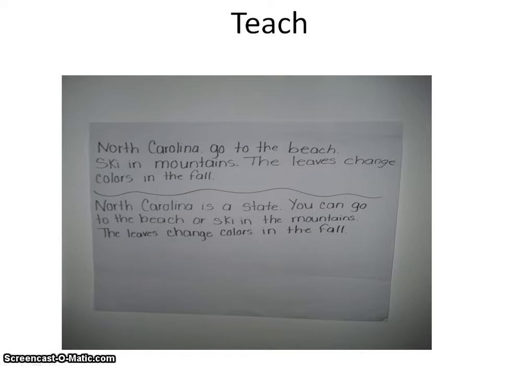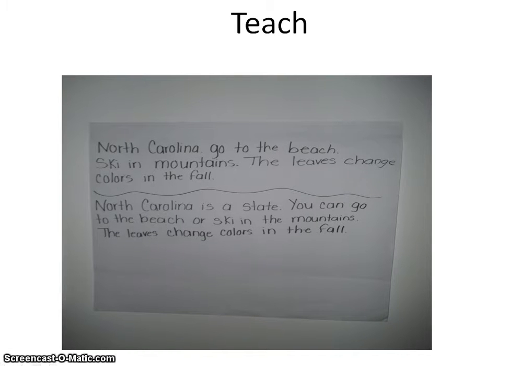Well, I see a period. And this time, I see four words. But you know what? It's still not a sentence. It doesn't make sense. Go to the beach. Who's going to the beach? What's going to be at the beach? It doesn't make sense. Let's go on.